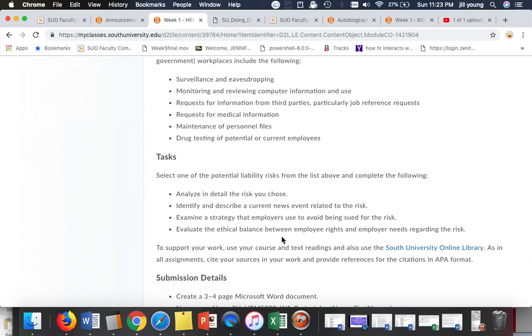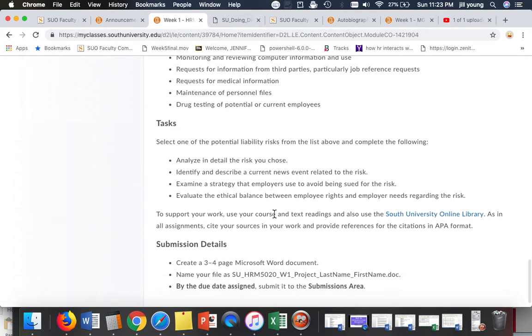Evaluate the ethical balance between employee rights and employer needs regarding the risk. So this is a research paper. Find a current event that relates to one of these. Talk about both sides, because you've got the employer side and you've got the employee side. Is there an ethical balance? Where would that be, in your opinion? Okay, so you have to do research inside it, so that's what this pretty much tells you.